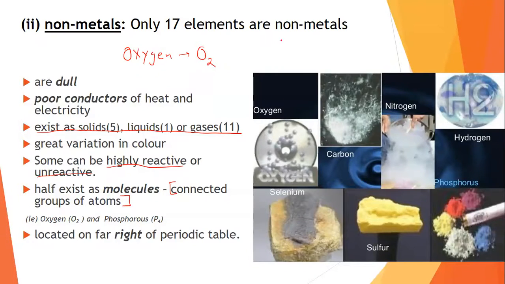Whereas if I were to write lead, for example, which is a metal, lead is written as Pb, and that's it. Okay, it just exists by itself. Nitrogen is another one. Okay, nitrogen will partner up with another nitrogen atom to form a nitrogen molecule, N2. Phosphorus will actually grab 3 other atoms to form P4.